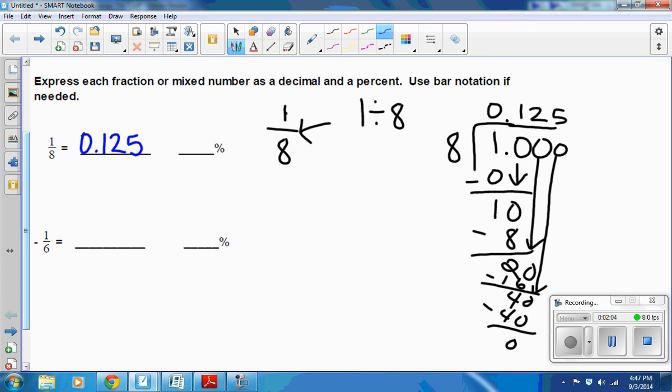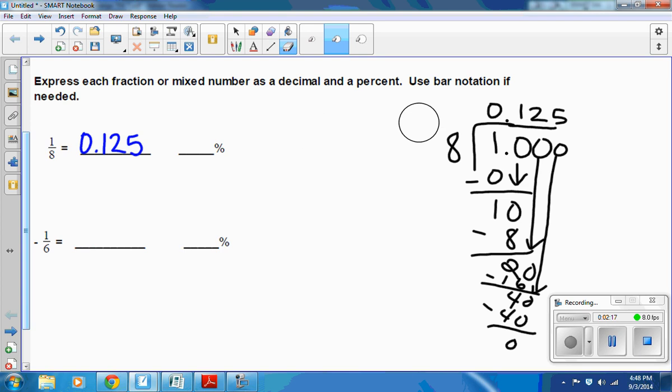So if you're not sure what place value is or what number is in what place value, I suggest that maybe you ask for a workshop over place value because that's something that will help you out in doing conversions.